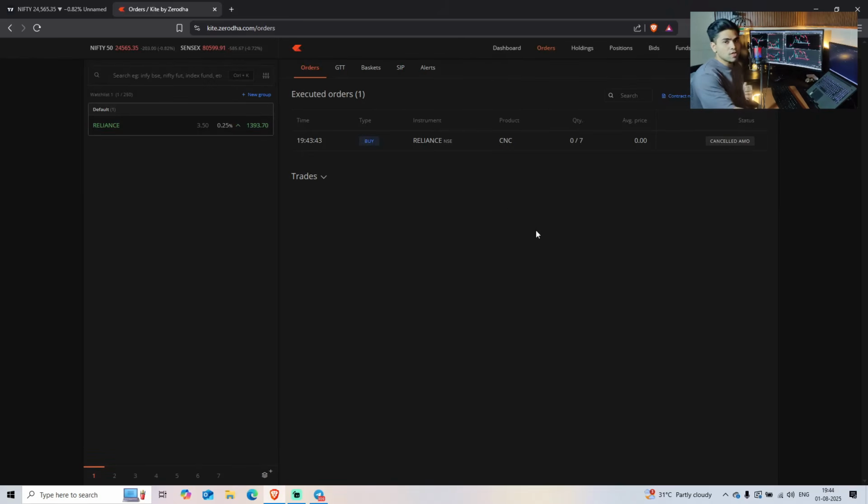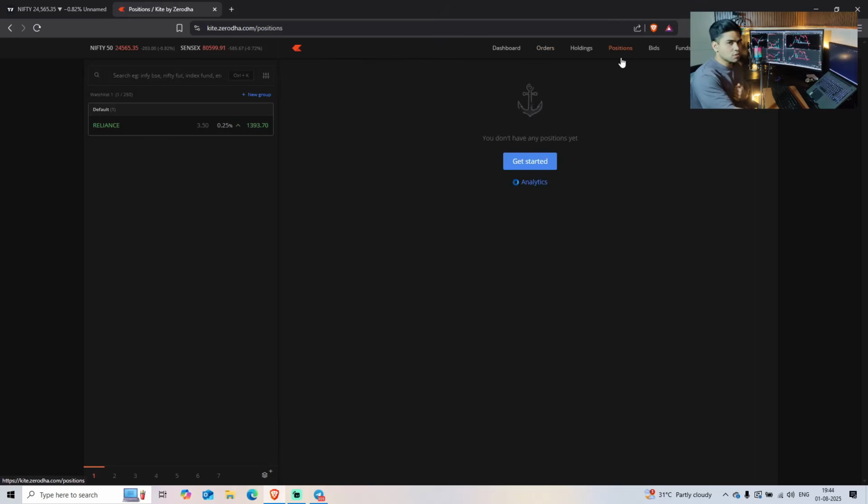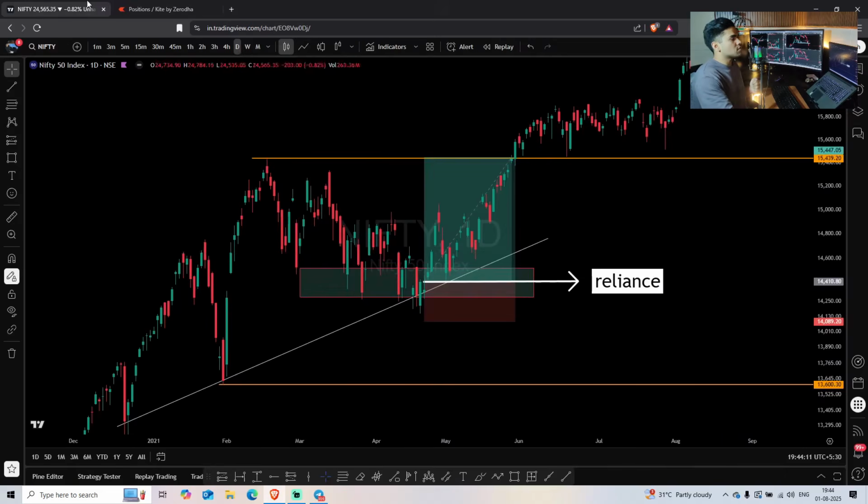Say that you got this 10,000 rupees, so it will come to the position side again, orders, positions. Now you're getting some idea, right? So when you go to the positions tab back again, you will see that it shows you have bought 10,000 rupees of Reliance at this area.